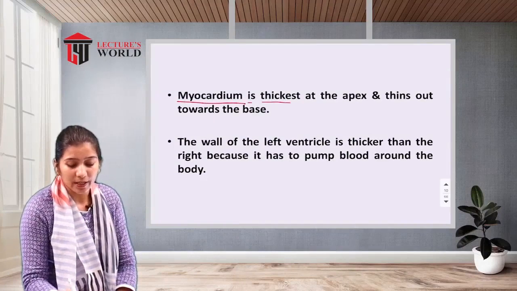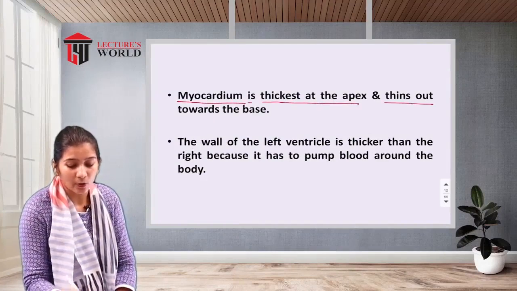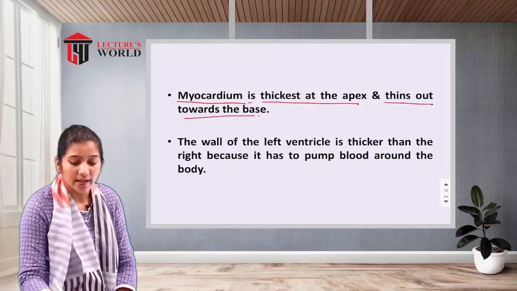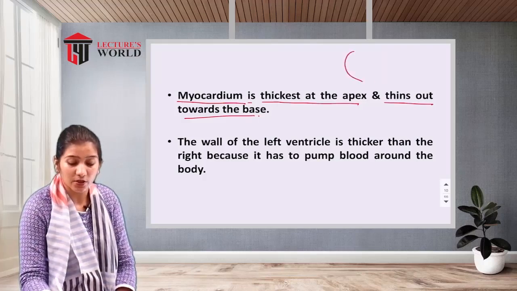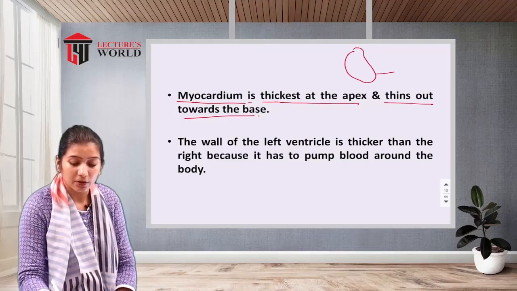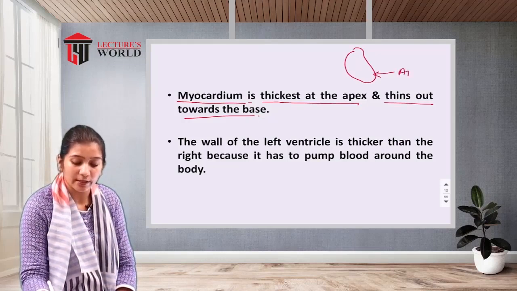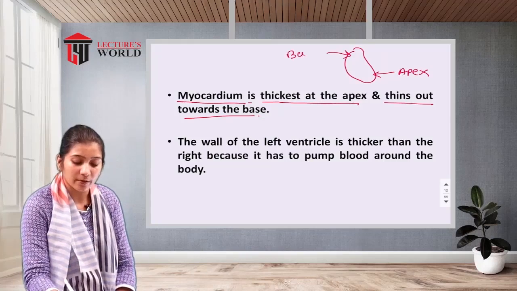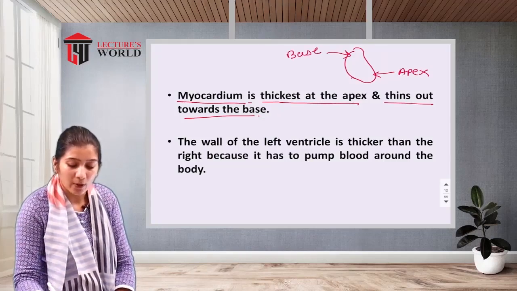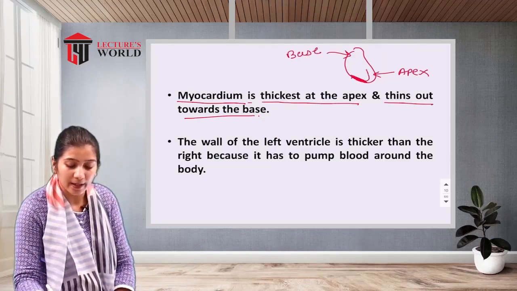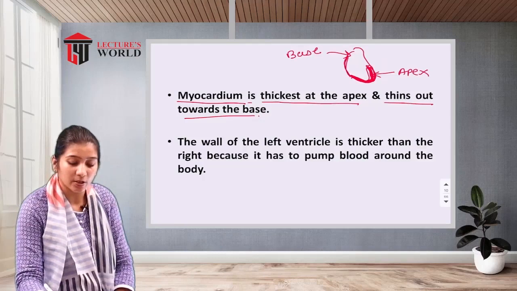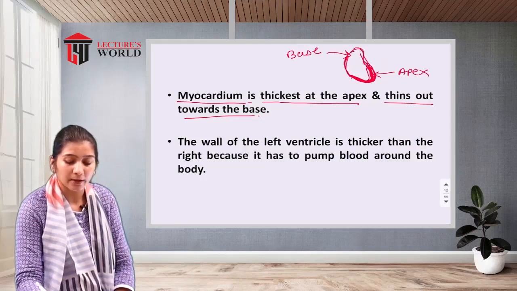Myocardium is thickest at the apex and thins out towards the base. As we have seen in the structure of the heart, the below portion is known as the apex and the above portion is known as the base. So the myocardium layer is thickest at the apex and becomes thin at the base.